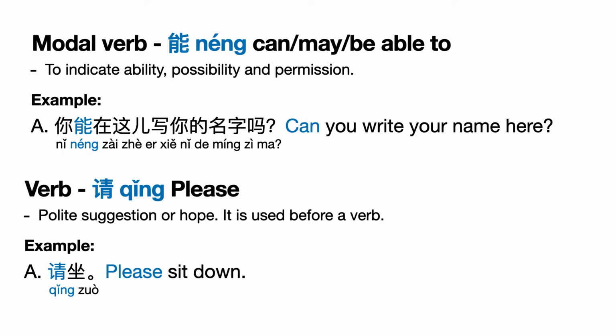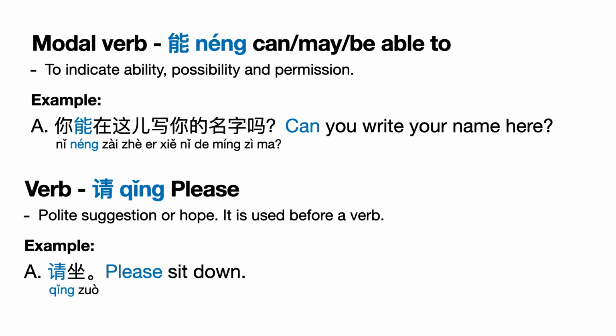Now let's look at the modal verb 能 It means can, may, or be able to. It is used to indicate ability, possibility, and permission. For example, 你能在这儿写你的名字吗? Can you write your name here?